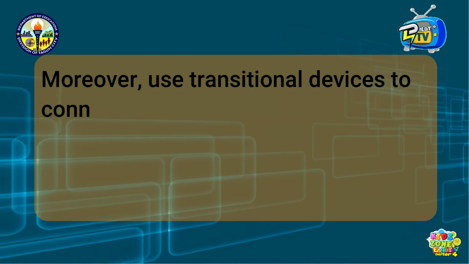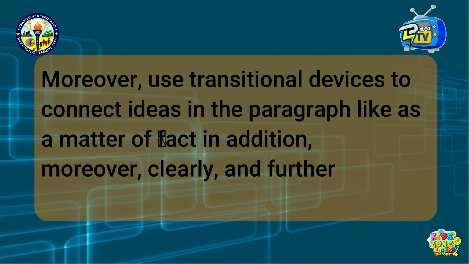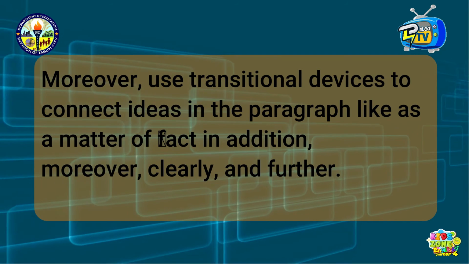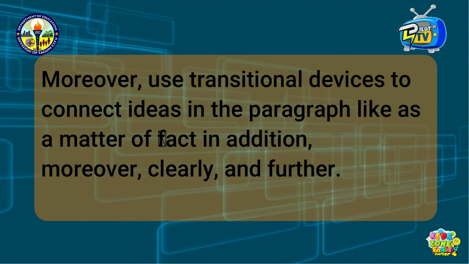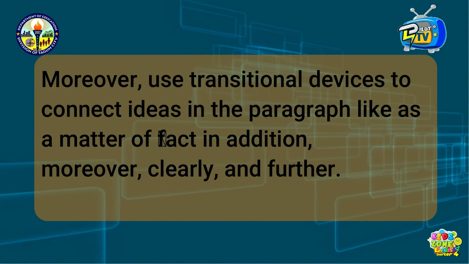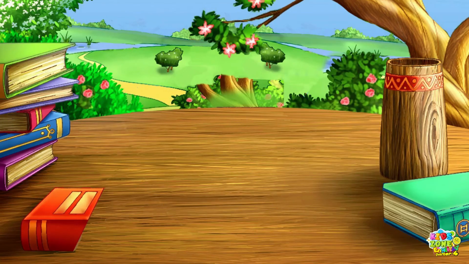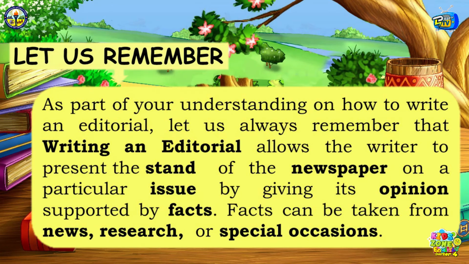Moreover, use the transitional devices to connect ideas in the paragraph, like, as a matter of fact, in addition, moreover, clearly, and further. As part of your understanding on how to write an editorial, let us always remember that writing an editorial allows the writer to present the stand of the newspaper on a particular issue by giving its opinion, supported by facts. Facts can be taken from news, research, or special occasions.